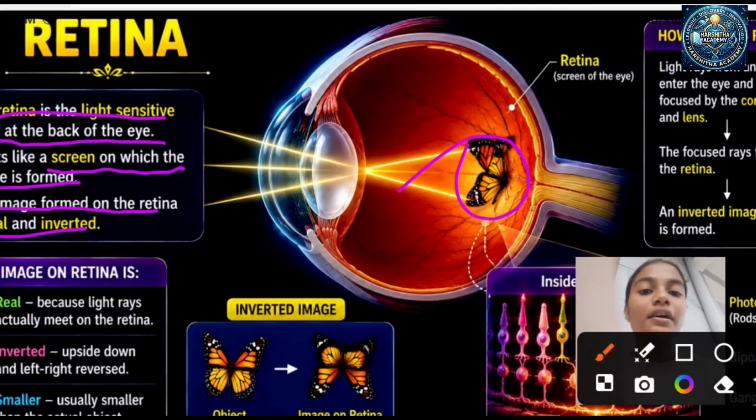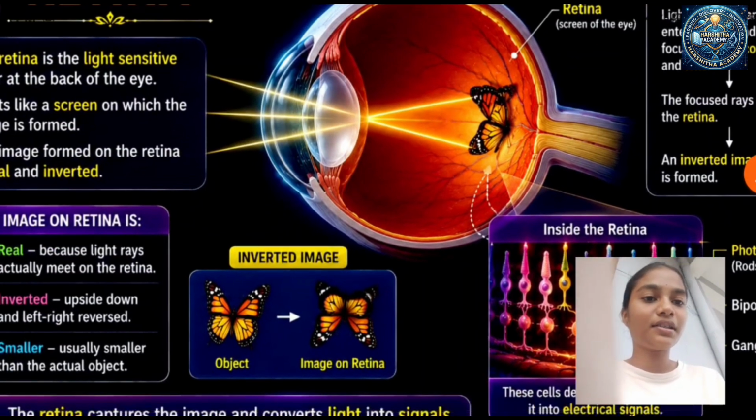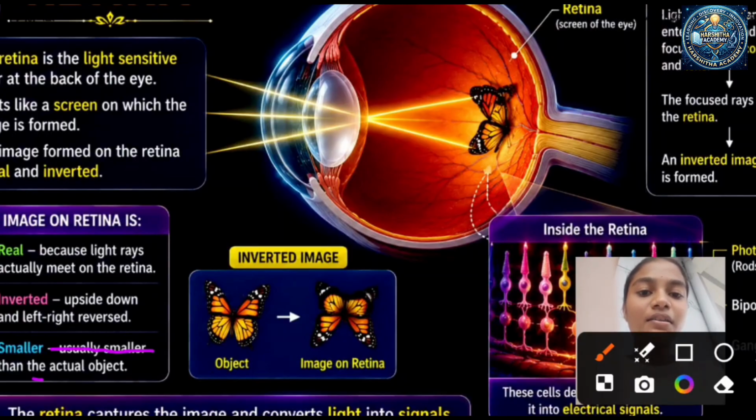You know that inverted means up becomes down and bottom becomes up. But how can we sense that the images are upright and real? By our brain. The image on the retina is real because the light rays actually meet at the retina. It is inverted, upside down, left-right reversed, and small. It is usually smaller than the actual object.